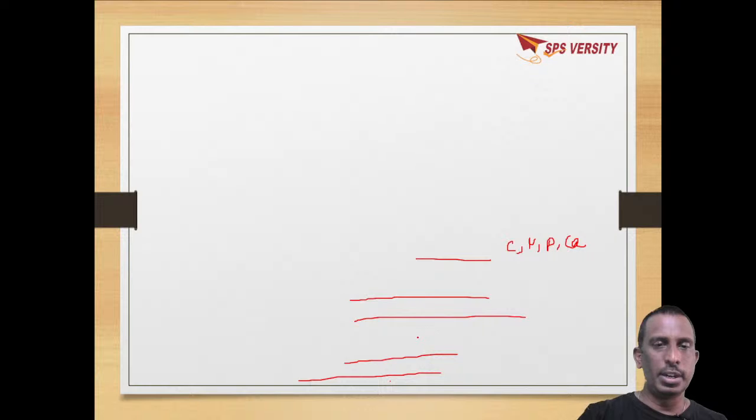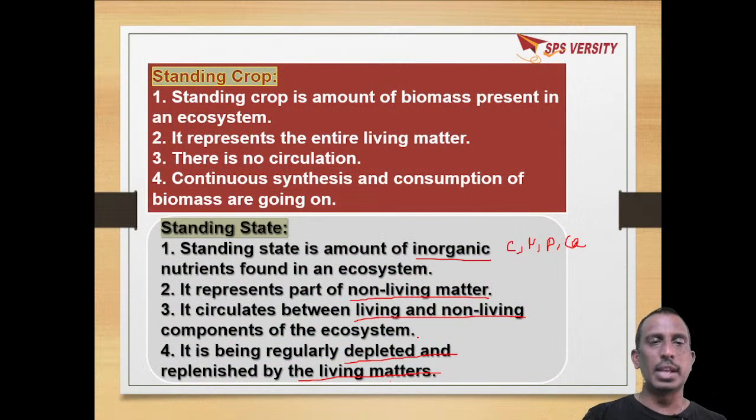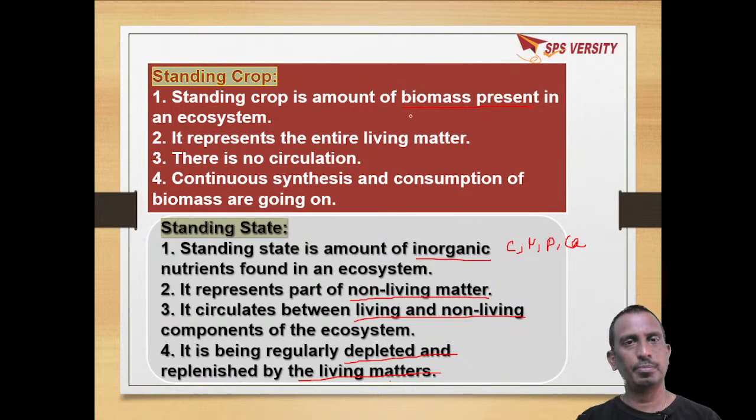And when you come to the next one, that is the standing crop. The standing crop is the amount of biomass present in a particular ecosystem. It represents the living matter present, but here there is no circulation among living matter. So continuous synthesis and consumption of biomass is going on.